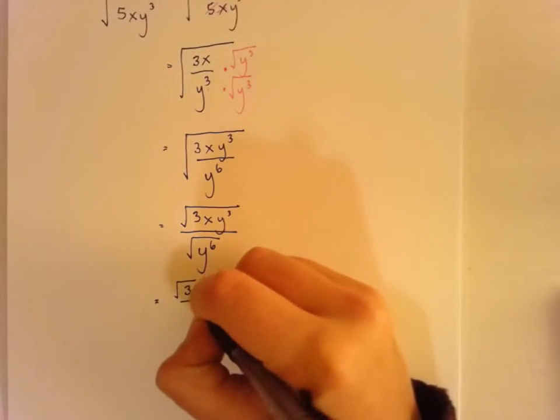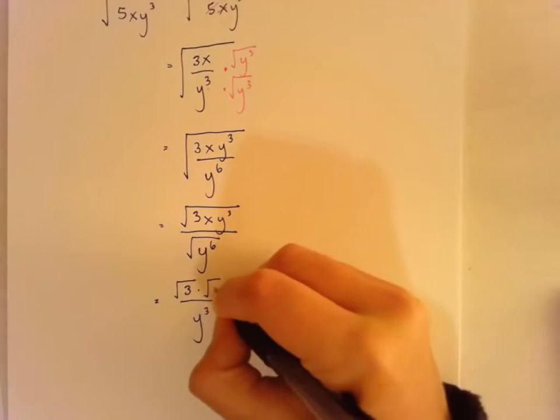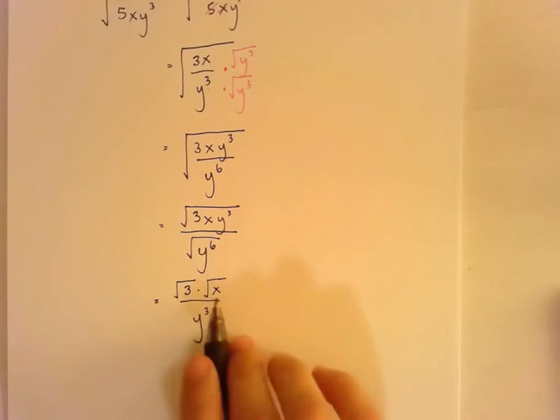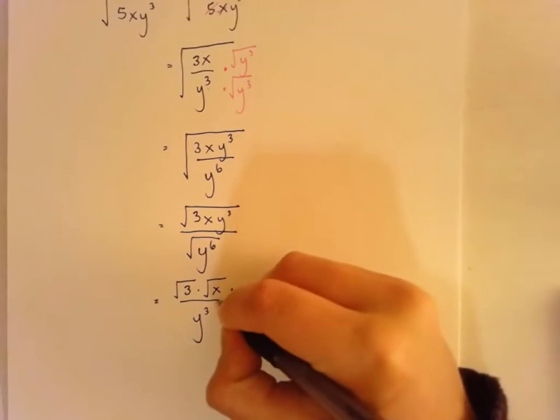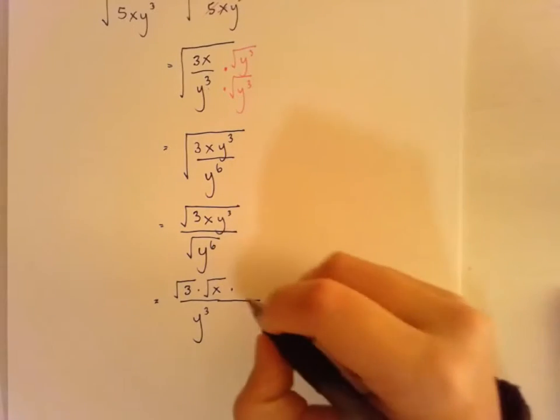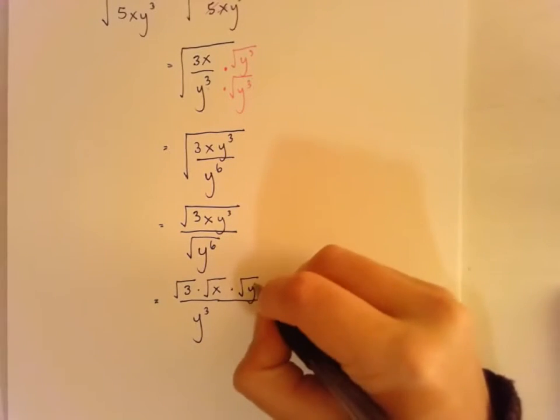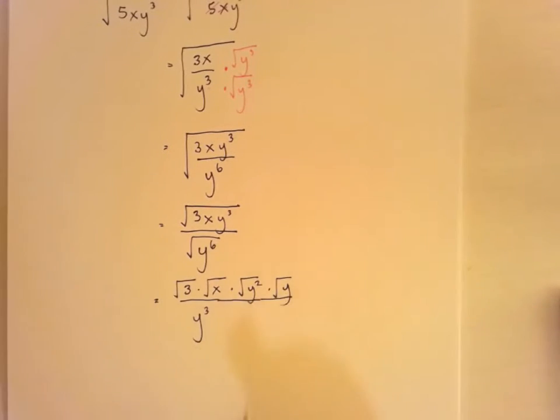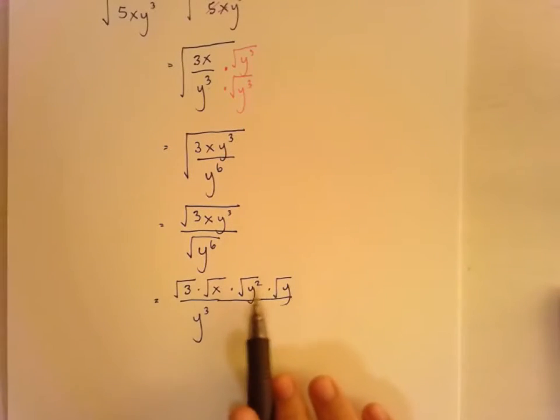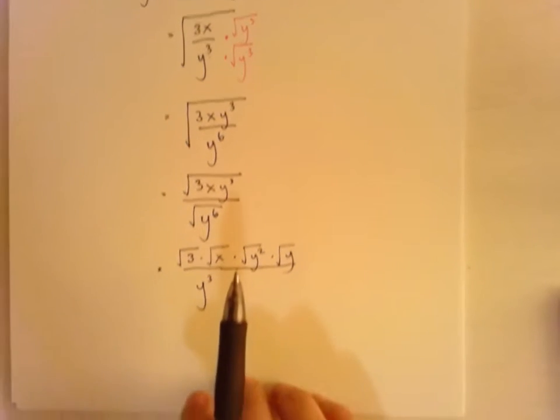I can do radical 3 times radical x. Notice how those don't simplify, but look what happens when we get to y to the 3rd. I can break that up as y squared times y. And now I've given myself a perfect square that will simplify here.